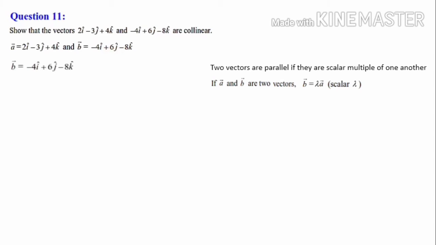If you take B as minus 4i cap plus 6j cap minus 8k cap, from here we can take minus 2 outside, as I have discussed before. If you take minus 2 common, we will get 2i cap minus 3j cap plus 4k cap. This is equal to minus 2 into vector A. That is in the form vector B is equal to lambda into vector A. Here lambda is a scalar quantity, that is, lambda is equal to minus 2. So the vectors are collinear.